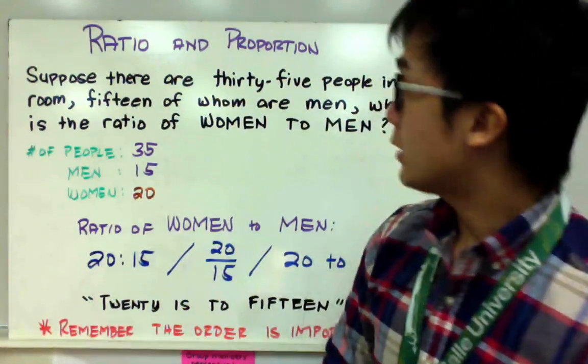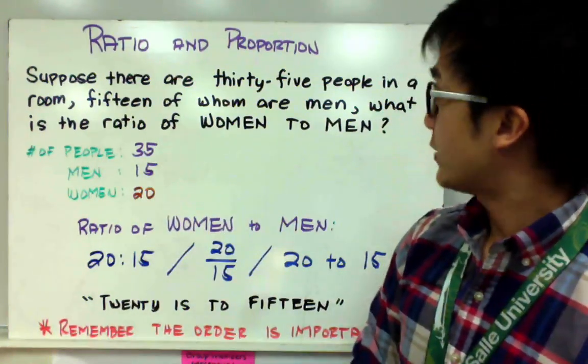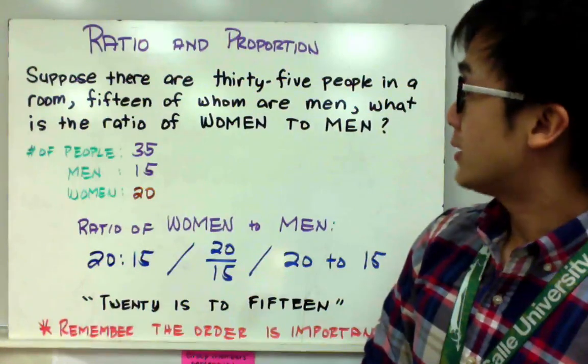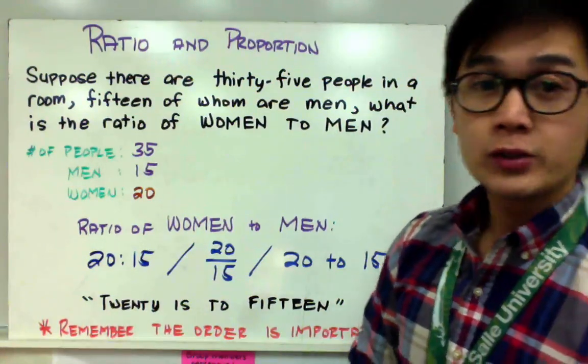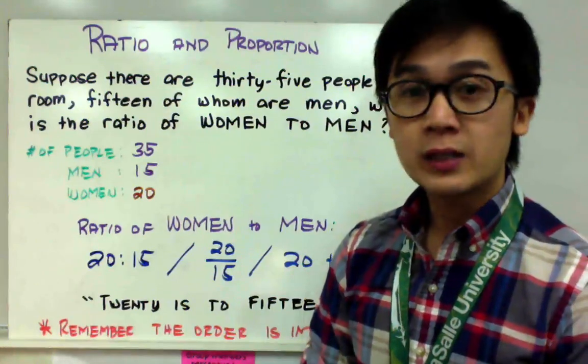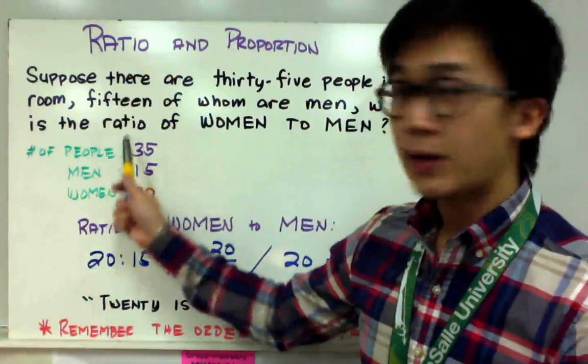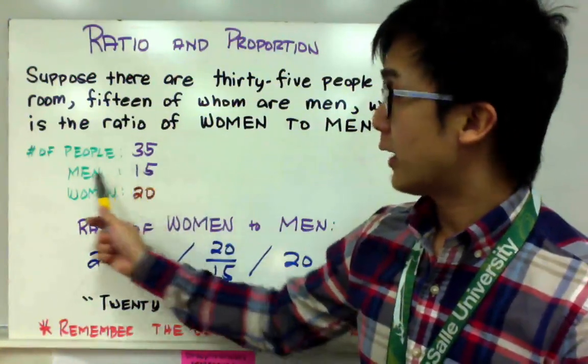So, example nito will be, suppose there are 35 people in a room, 15 of whom are men. What is the ratio of women to men? So, mahalaga na marunong kayong mag-set up ng ratio and proportion sa isang word problem. So, dito sa problem na to, meron daw tayong 35 na katao, 15 doon lalaki.